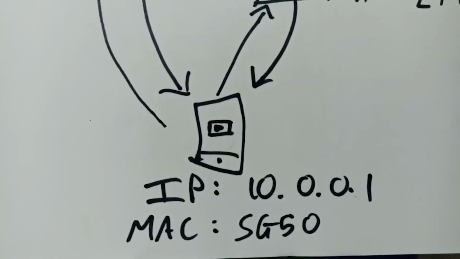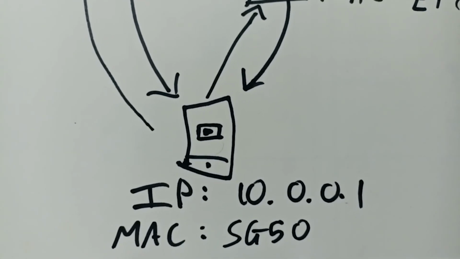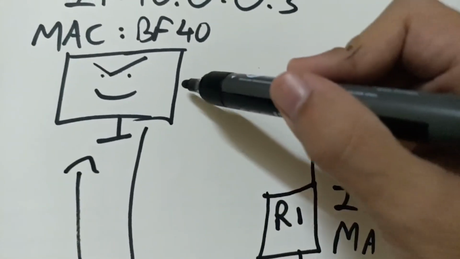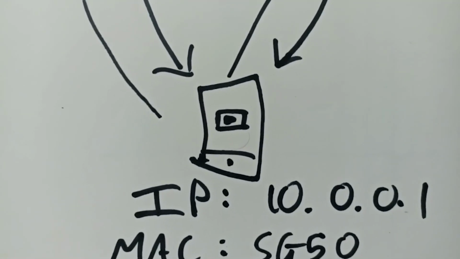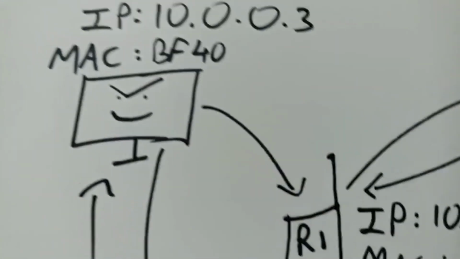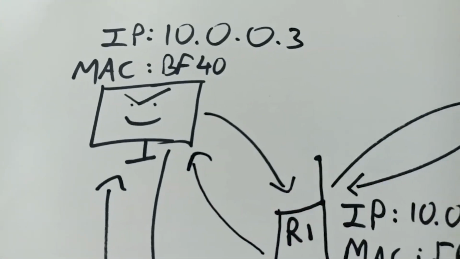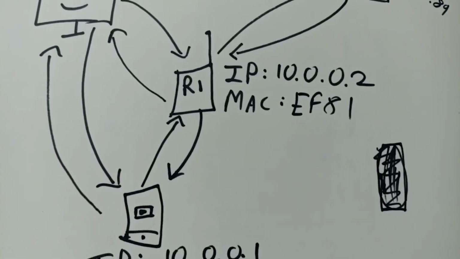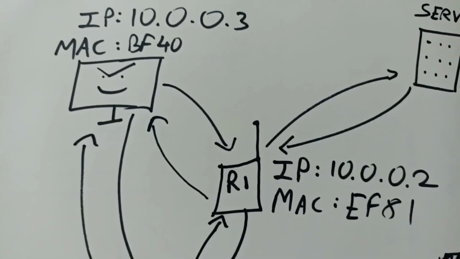So my phone now thinks that in order to get information through the internet, I need to ask this person for the information. And now I tell my router that hey, the SG50 that was my phone is not the phone, but BF40 is the phone. So now the router thinks that I am the phone, so it will send and receive the details through me. And now I am the man in the middle of this home network, where anything sent from and through the mobile phone and the router is sent through me.